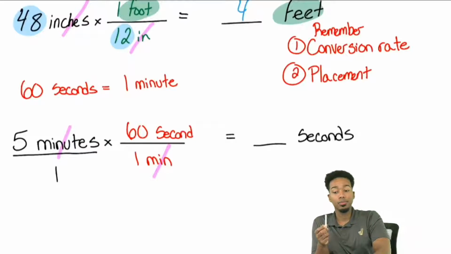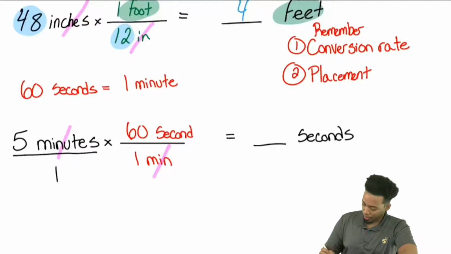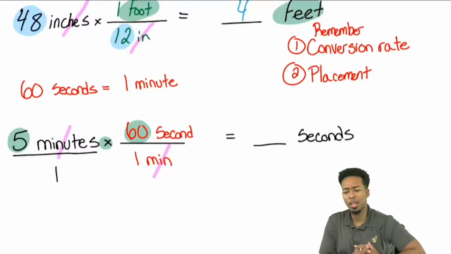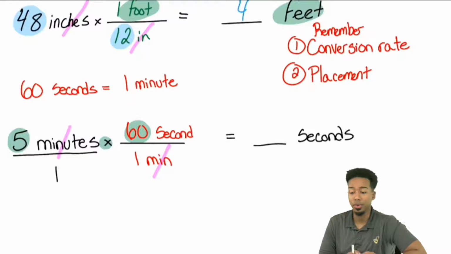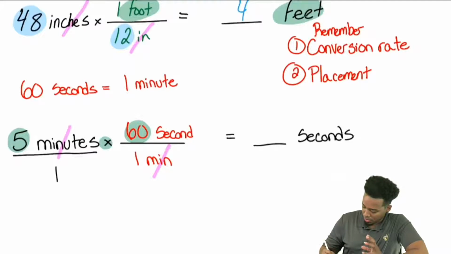And there you have it. And so here, we're doing 5 multiplied by 60. That's going to give you 300. And so here's what I'm going to say about this. So this is going to be 300 seconds.